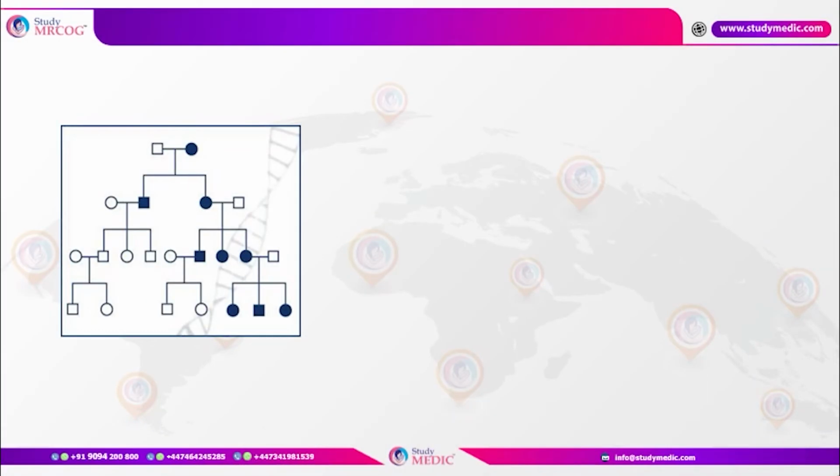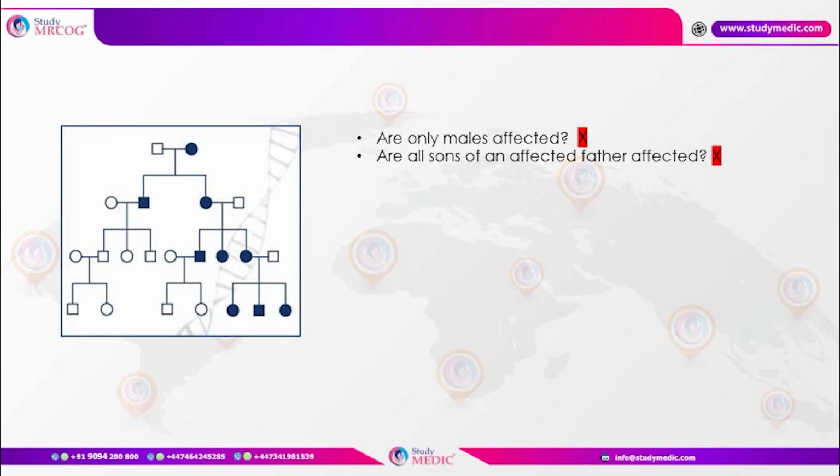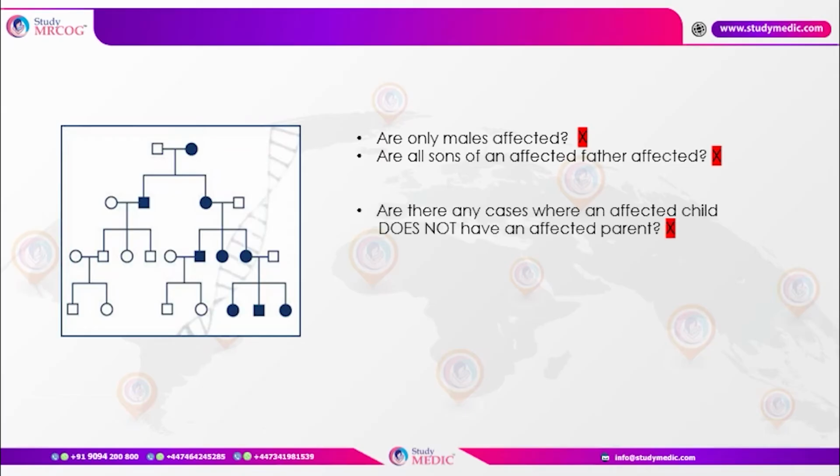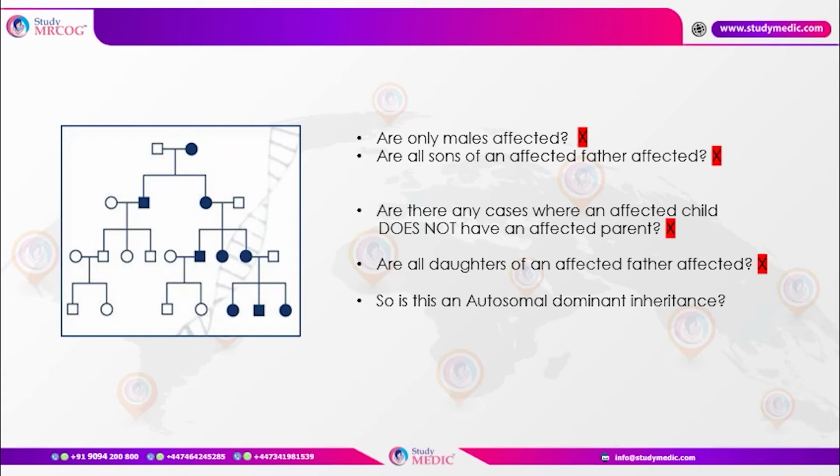Now let us solve this pedigree chart. Our questions will remain the same. Are only males affected? No. Are all the sons of an affected father affected? No. Are there any cases where an affected child does not have an affected parent? No. So we are going towards a dominant trait. Our next question, are all daughters of an affected father affected? Also no. So is this an autosomal dominant inheritance? Well, also no, because there is skipping of generation here.